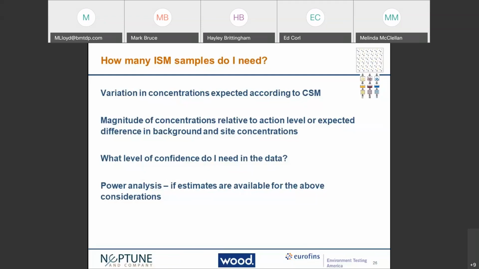So these aspects could be considered qualitatively using professional judgment to determine the appropriate sample size. But if you have estimates available for each, then they could be considered quantitatively using a power analysis. And typically a pilot study is usually going to be necessary to get those estimates for a power analysis.